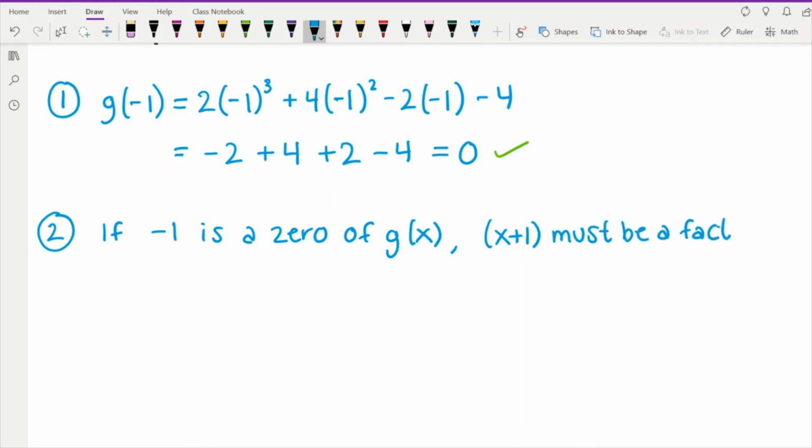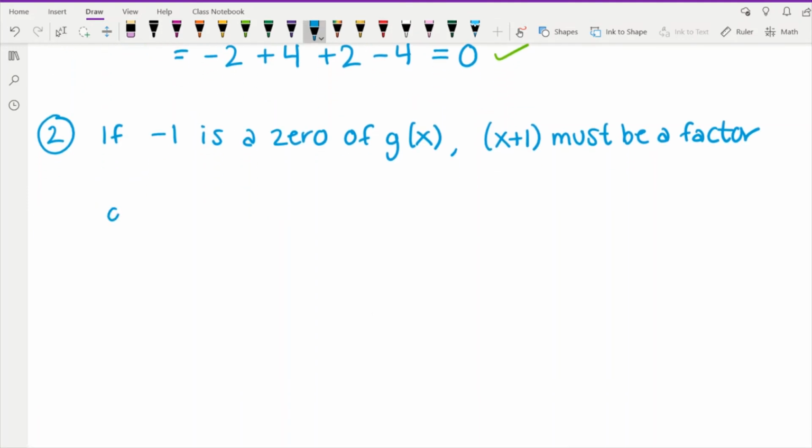right? Because we know that if c is a zero, then x minus c is a factor, and so that would give us x plus 1. And so if x plus 1 is a factor, that means that g of x can be written as, and actually let me write it this way. So g of x was equal to 2x cubed plus 4x squared minus 2x minus 4. So if x plus 1 is a factor, that means that we should be able to write our polynomial as x plus 1 times some mystery polynomial, right?